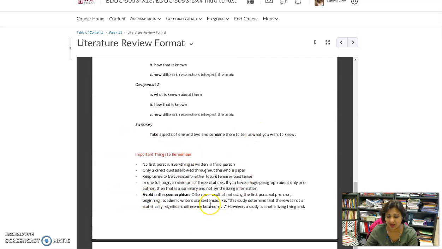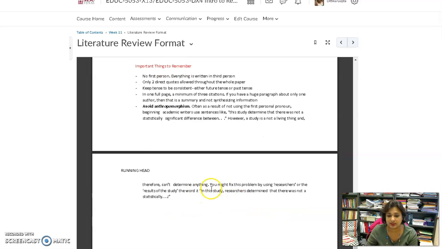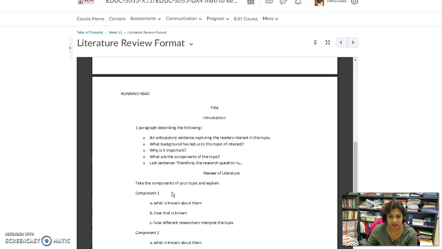I added this thing after grading your introductions because quite a few of you used anthropomorphism, in the sense that you were saying the research is a living thing. The research doesn't show anything. The research doesn't state anything. The research doesn't cite anything. It is the results or the researchers that are doing it. So the study doesn't determine anything. The study is not a living thing. You can change it by saying the researchers determined or the results from the study showed, things like that.